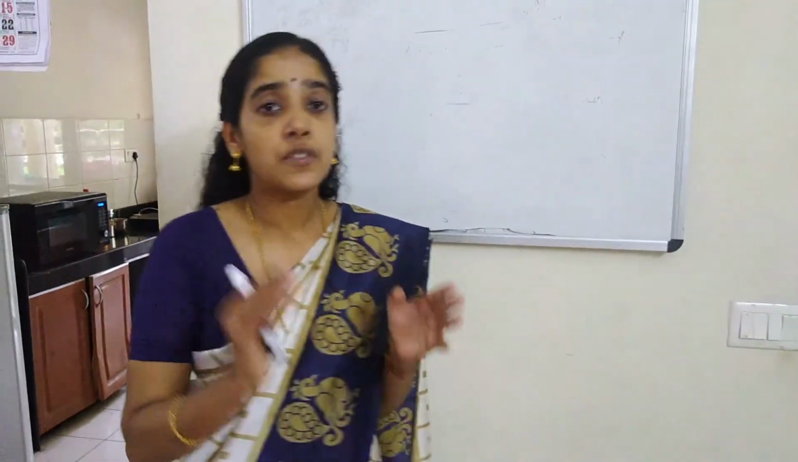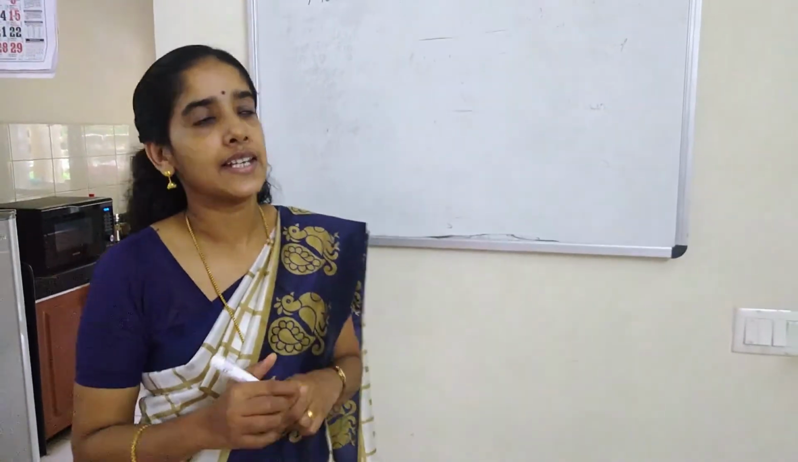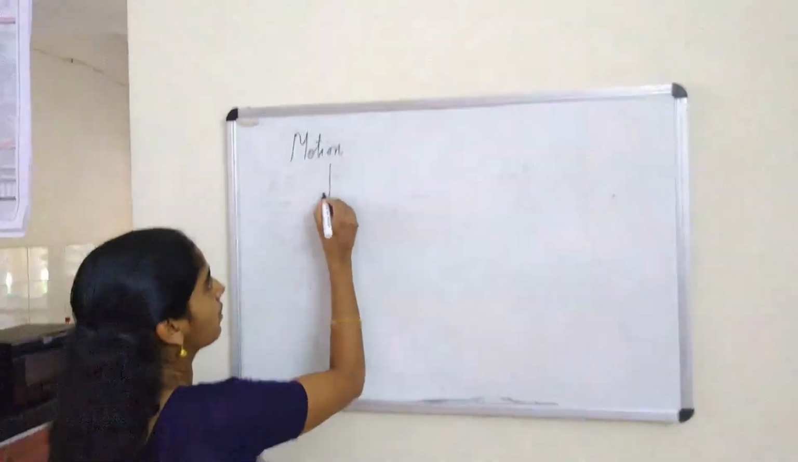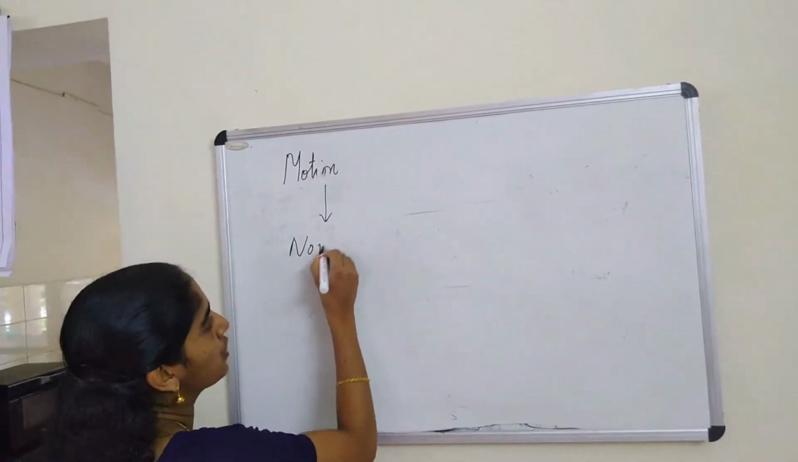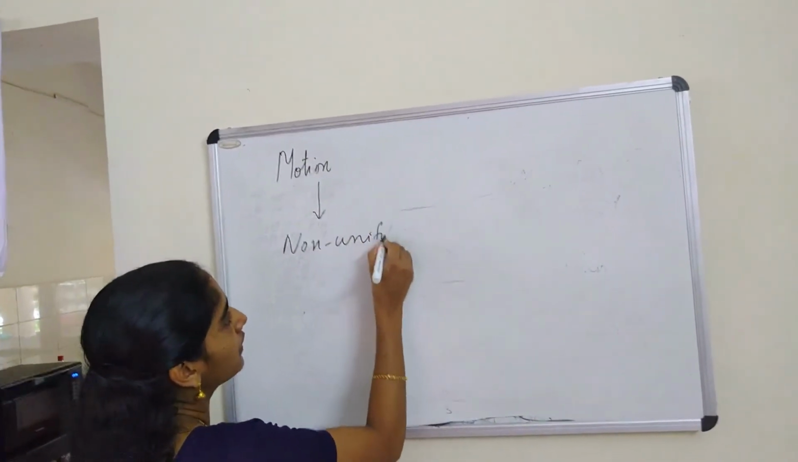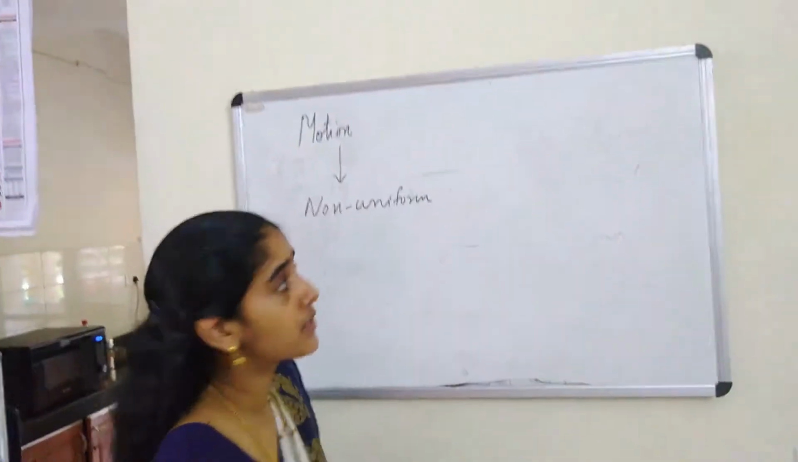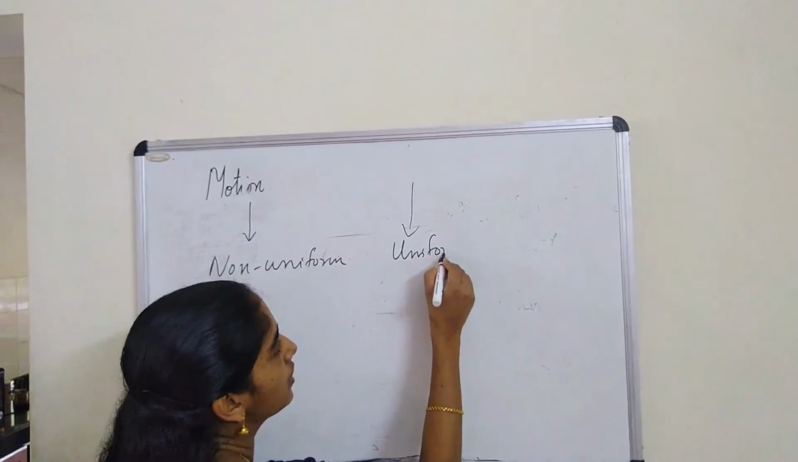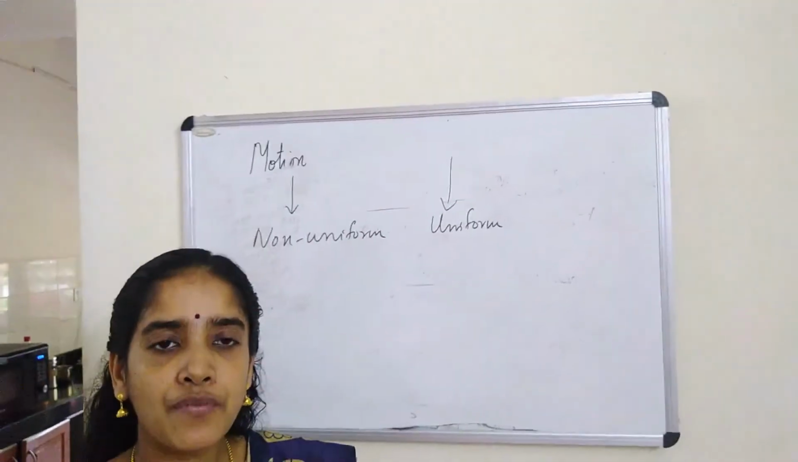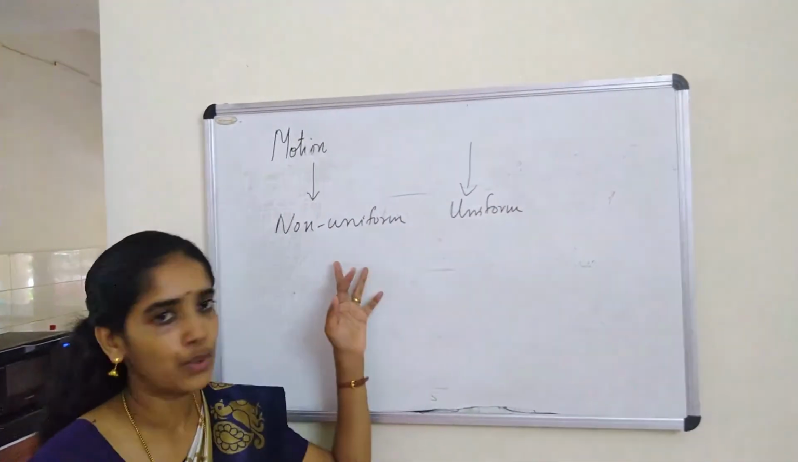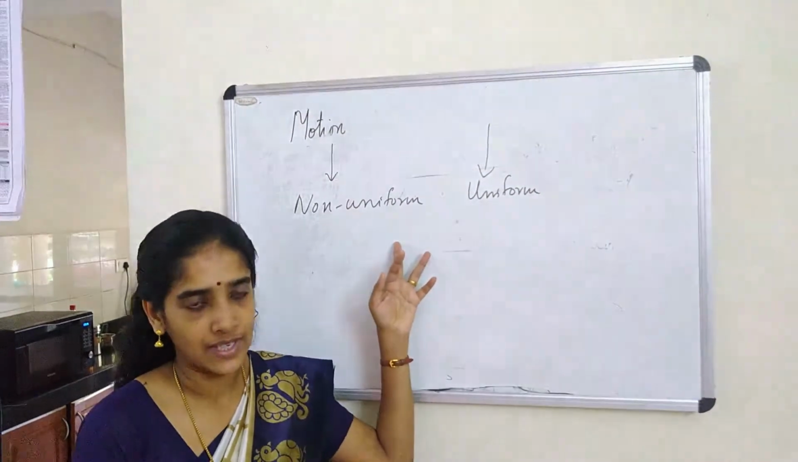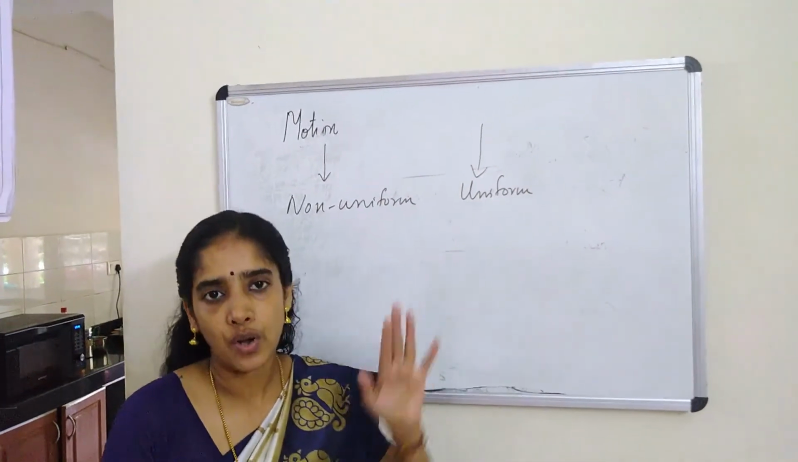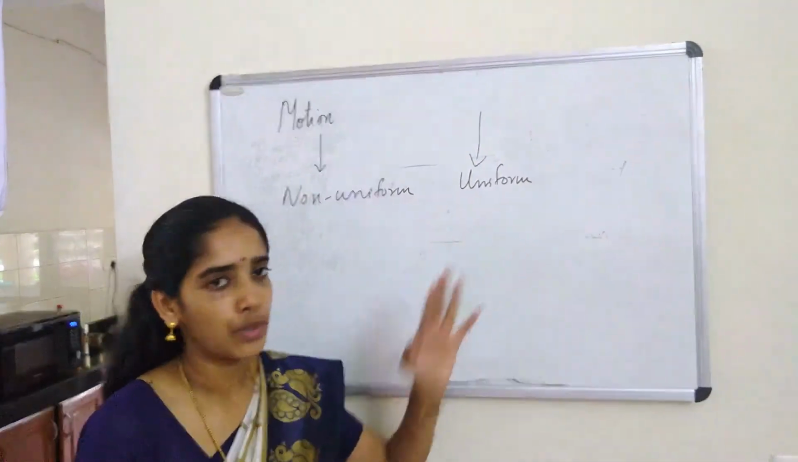So what happens to our motion? Continuously the speed of the motion changes. If speed is continuously changing, then that type of motion is called non-uniform motion. If speed remains constant, then the motion is called uniform. So generally, the type of motion we perceive all around us is non-uniform motion because speed continuously changes. And if the speed remains constant, then the motion is called uniform.